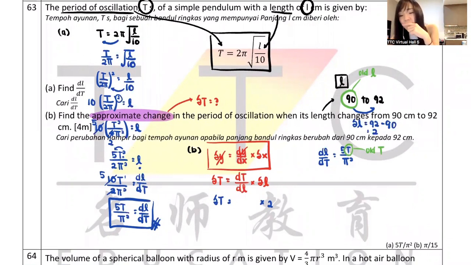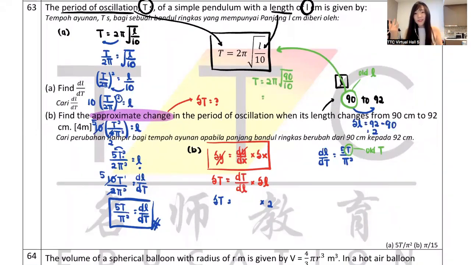Very good, Vernes, my dear. It's not hard at all. People give you the original one, and you want to find another one. Then you just find an equation that can link both of them together, which you have here. You already know the original L is 90. Then you sub inside: T equals 2π square root of 90 over 10.